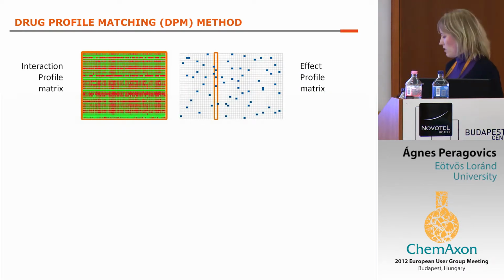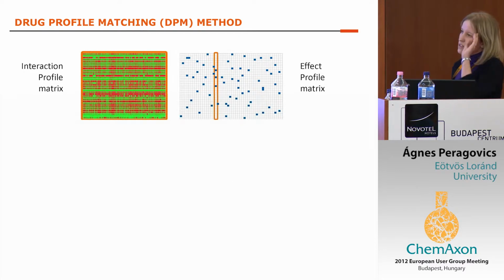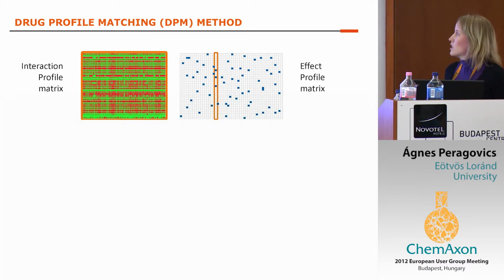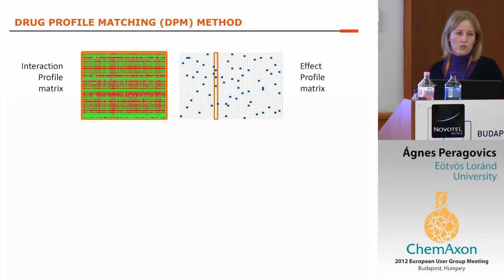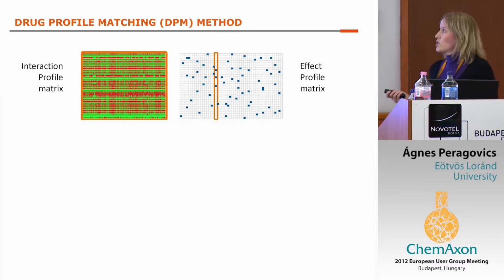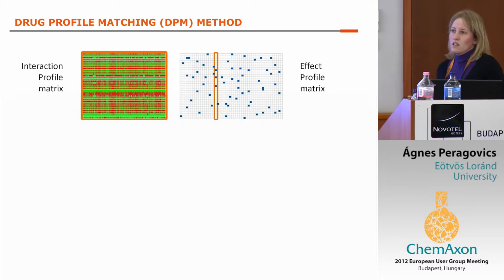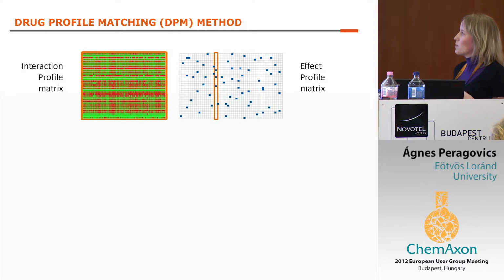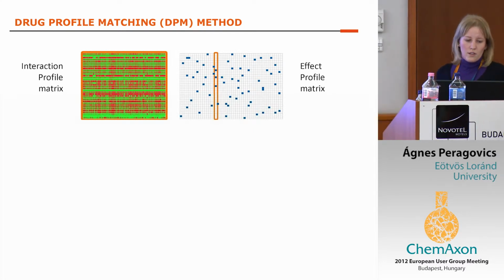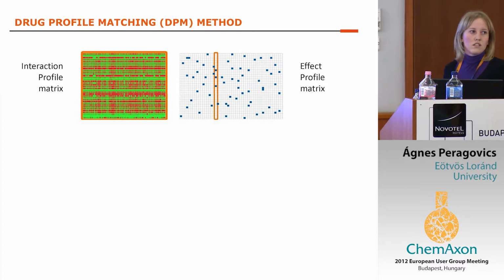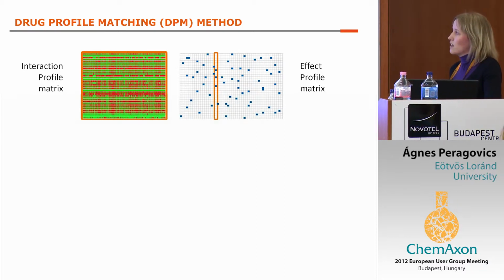So let's get back to these 2 matrices. We have the interaction profile matrix, which contains the interaction profiles of the drug molecules generated by molecular dockings. And we have the effect profile matrix, and we would like to identify the relationship between the interaction profile matrix and the given effect, which is represented as a column in the effect profile matrix. We used multidimensional statistical techniques for this task.